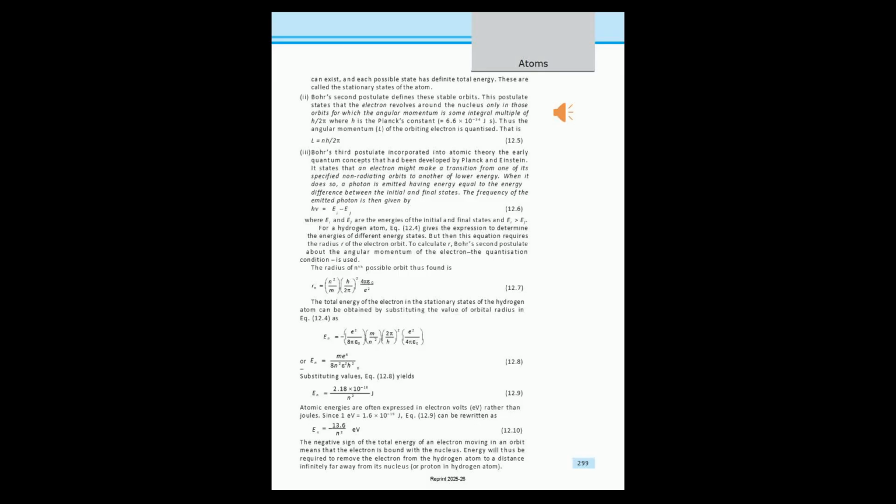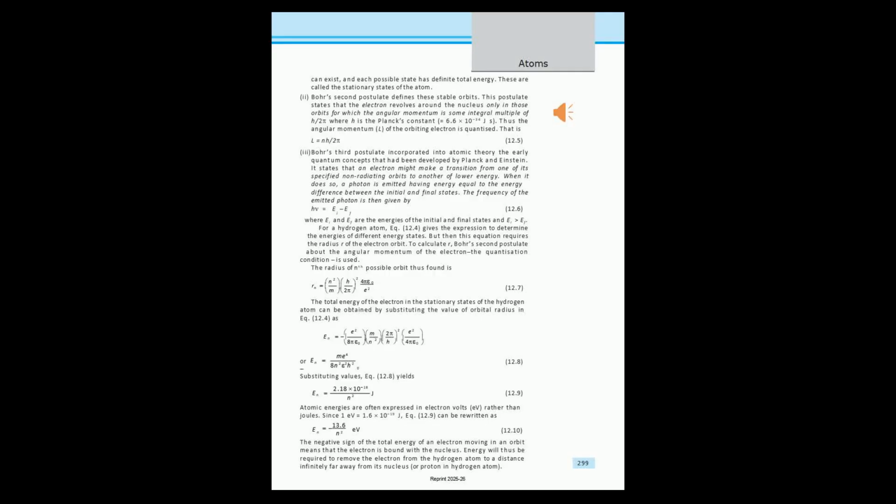Bohr's third postulate incorporated into atomic theory the early quantum concepts that had been developed by Planck and Einstein. It states that an electron might make a transition from one of its specified non-radiating orbits to another of lower energy. When it does so, a photon is emitted having energy equal to the energy difference between the initial and final states. The frequency of the emitted photon is then given by hν = Ei − Ef, where Ei and Ef are the energies of the initial and final states, and Ei is greater than Ef.